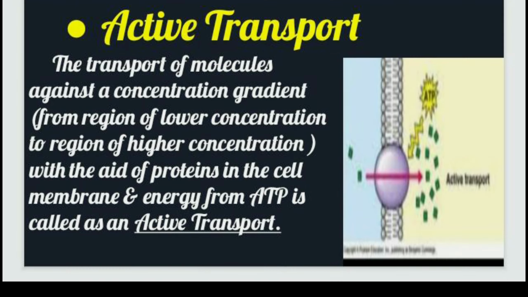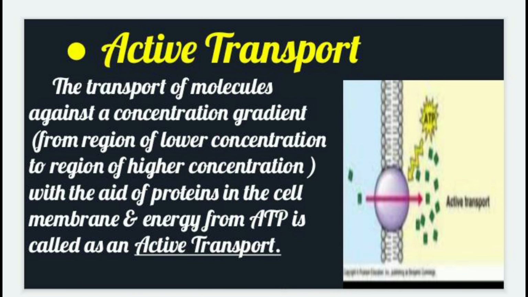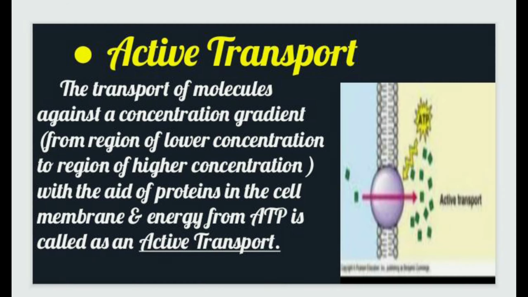Now you will ask me, what exactly is active transport? The transport of molecules against a concentration gradient, from the region of lower concentration to the region of higher concentration, with the aid of proteins in the cell membrane and energy from ATP, is called active transport. We can see in the figure, as per the definition, the molecules are moving from the region of lower concentration to the region of higher concentration. The process requires energy in the form of ATP, and hence the transport is called active transport.